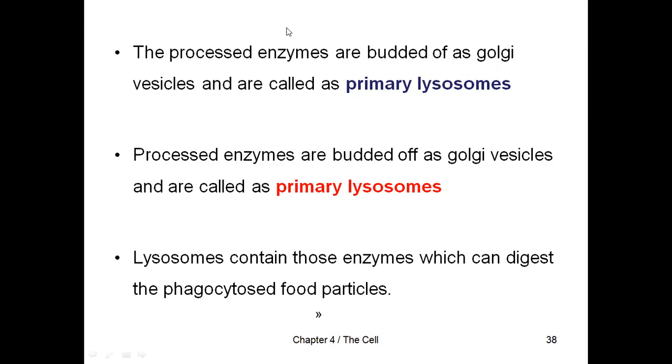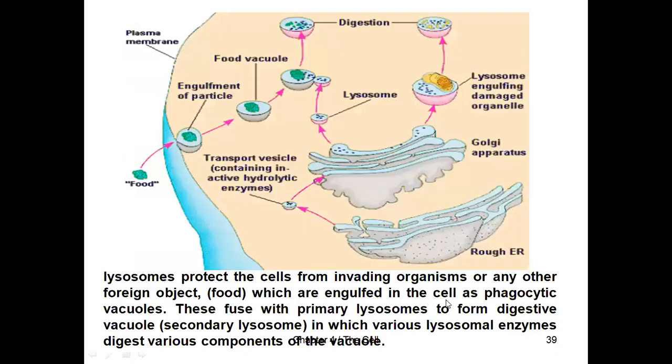These are MCQ questions. Note down these questions. The processed enzymes are budded off as Golgi vesicles and are called primary lysosomes. Lysosomes contain those enzymes which can digest the phagocytized food, the engulfed food.